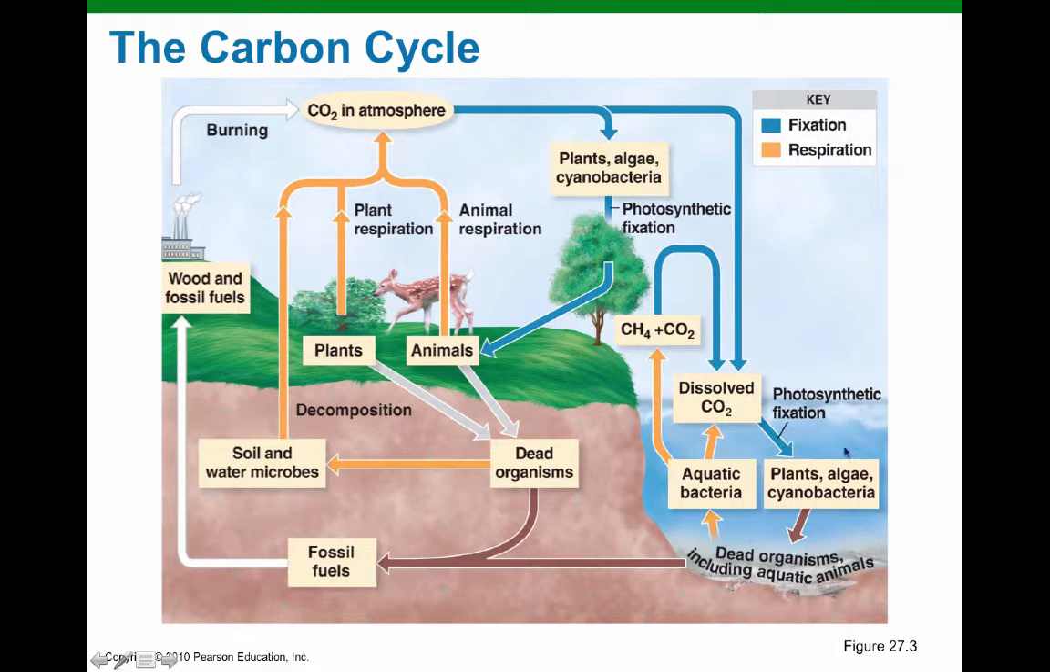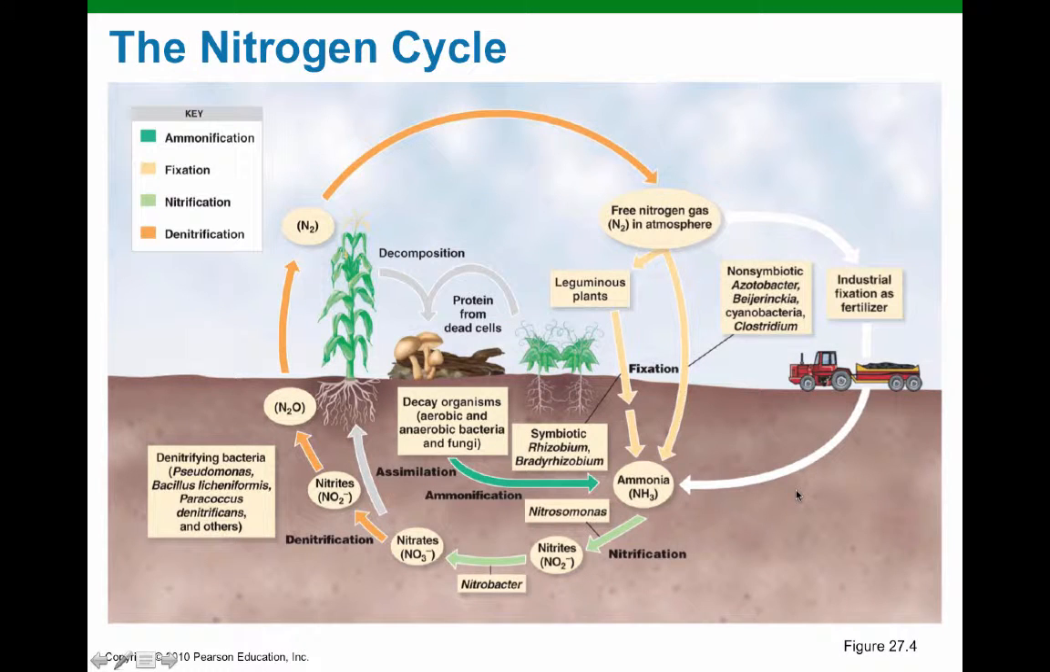They actually are number one on the list for this, and so it's thought that part of the whole global warming issue has to do with changes in the populations of the algae and the cyanobacteria that are carrying out this process. So also the nitrogen cycle.